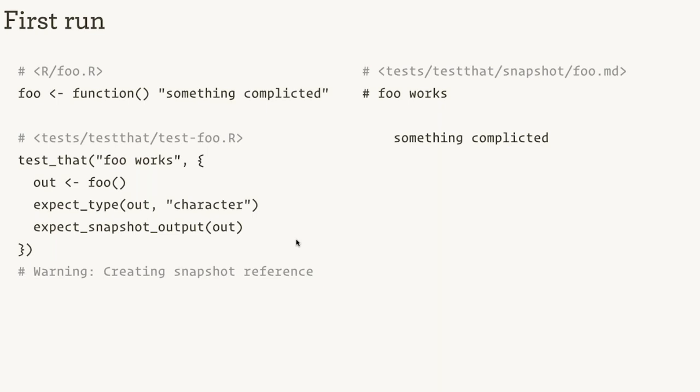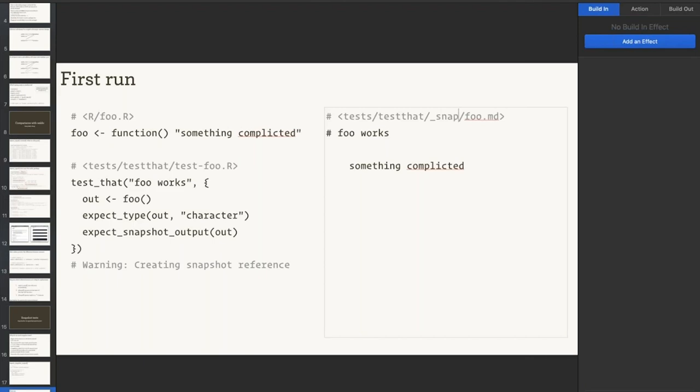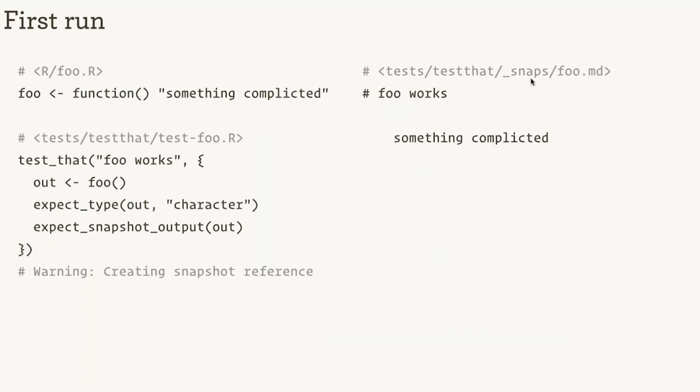I forgot to put the correct directory in here. Inside the testthat directory, it's going to create a new directory called underscore snaps. And inside that, it's going to have a file called foo.md. So our R file is called foo.r, our test file is called test-foo.r, and the snapshot file is going to be called foo.md. All of these have this strong naming convention, so you can easily find which snapshot corresponds to which test, which corresponds to which R file.